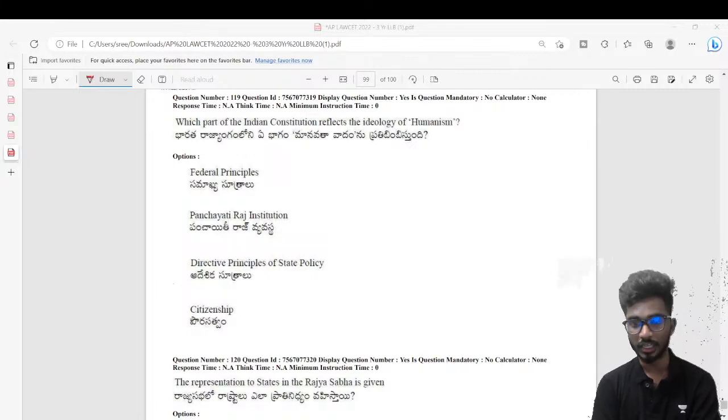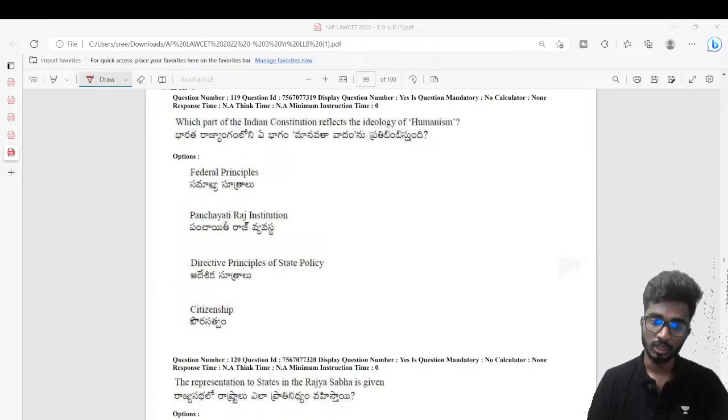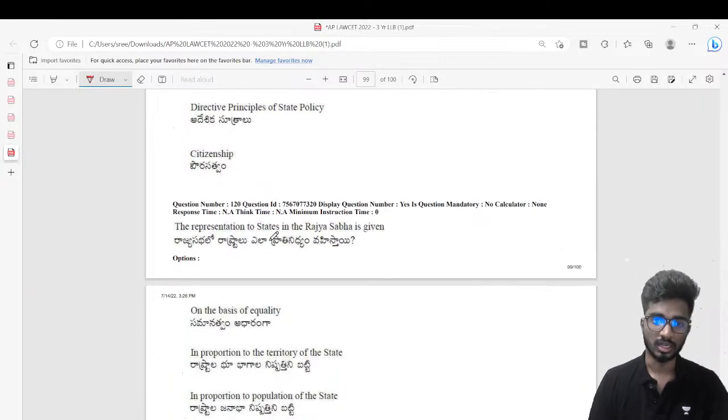So the answer is DPSP, because if you look at other provisions, they have nothing to do with humanism, right? But DPSP talks about a living wage for both men and women, okay, and proper treatment of workers and labor, right? So all of these things are mentioned under DPSP. So DPSP is the right answer.